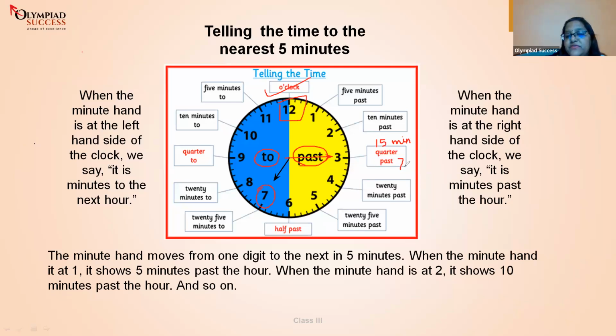That is 7:15. Okay, the timing is 7:15. So here, if I just want to say that 15 minutes has passed, you will be saying quarter past and the hour hand. Whatever the hour is there, you will be writing that.